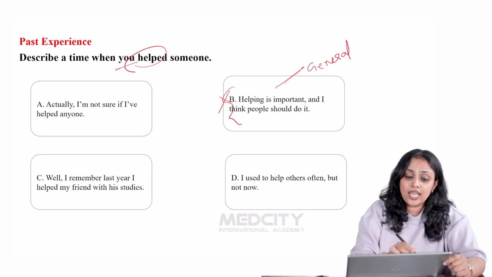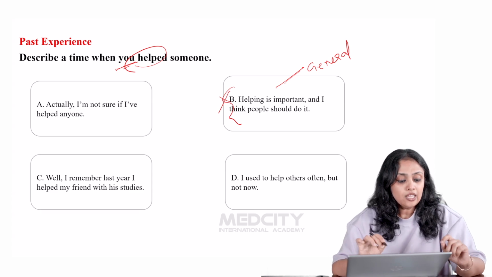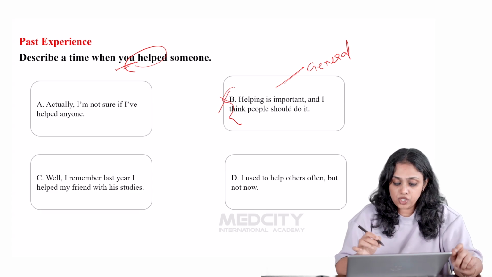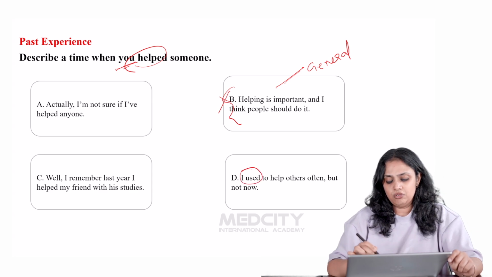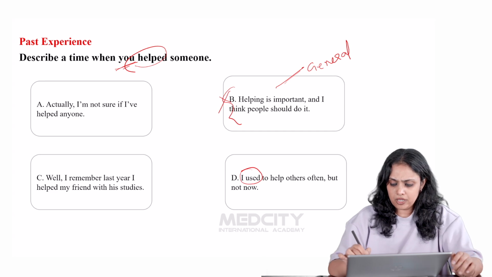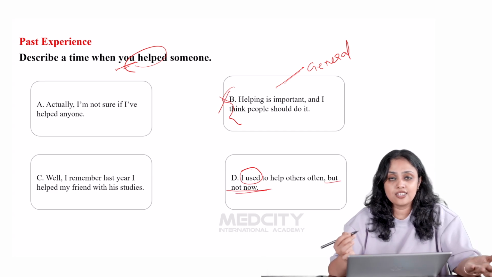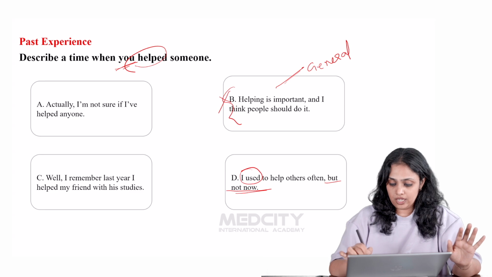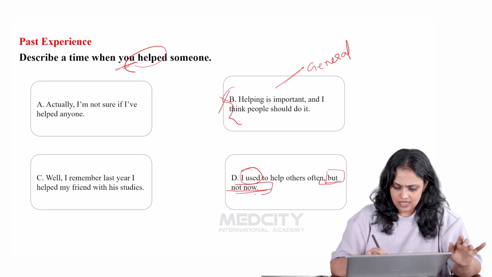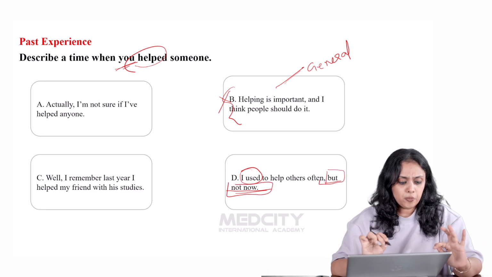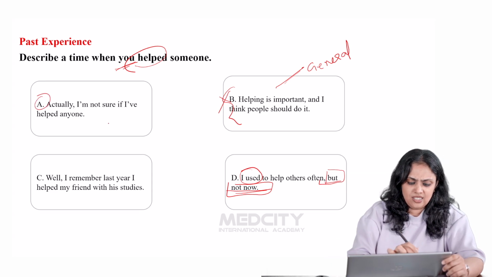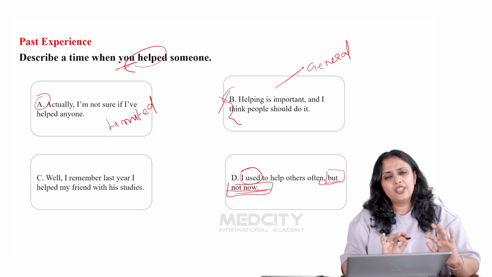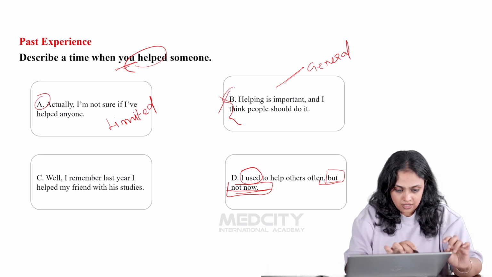Describe a time when you helped someone. So this sounds very general. And then considering option D, I used to help others but not now. That is also not a good way because they have not asked about what is the status now. They've asked about a past reference only. So this is quite unnecessary. Then considering option A, actually I'm not sure if I've helped anyone. Here also I would say that you're just limiting your speaking. It's limited. So I wouldn't second that option.